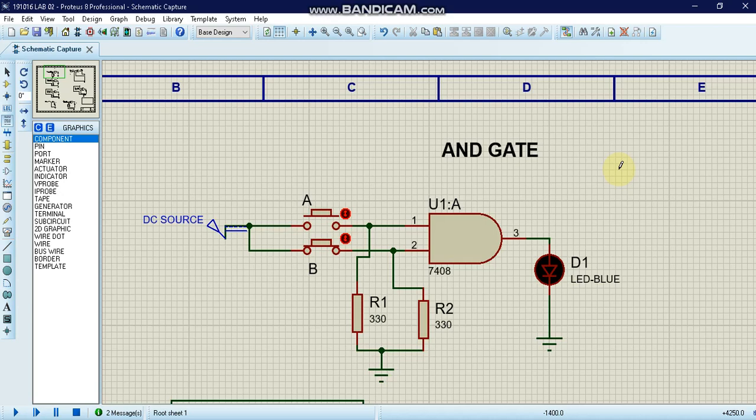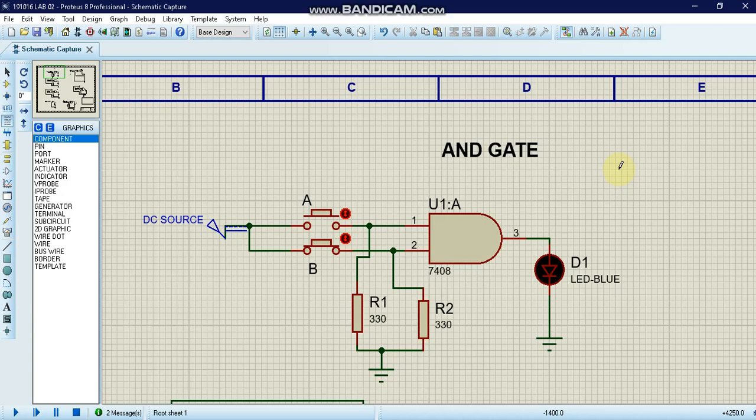There are three main types, or basic logic gates, named AND gate, OR gate and NOT gate. Through further combinations of these three gates, we get NAND gate, NOR gate, exclusive OR gate and exclusive NOR gate. And let's start with how we can implement these logic gates inside the software named Proteus.